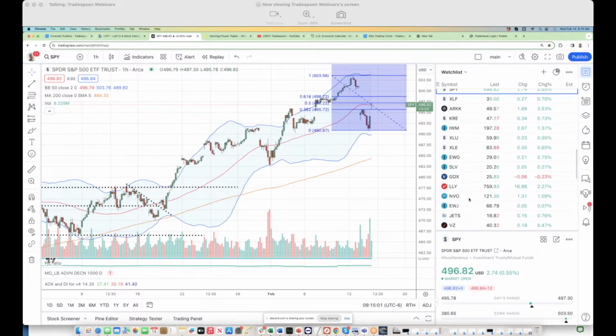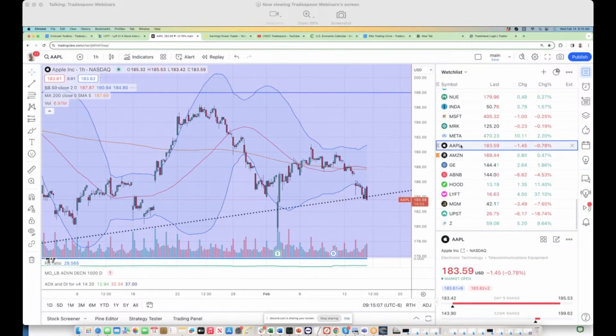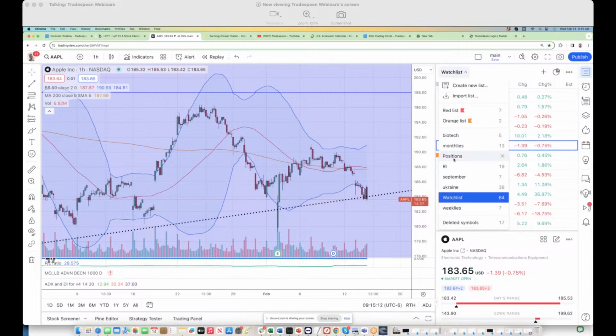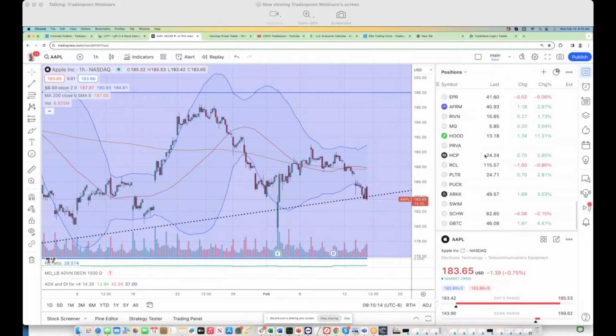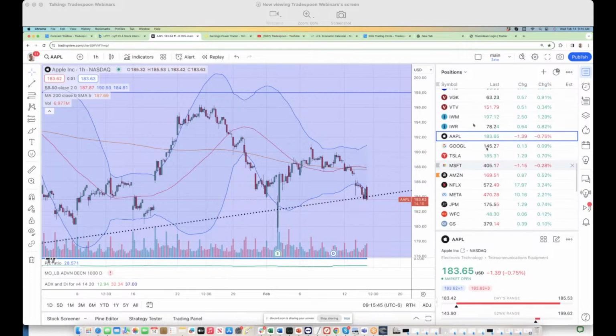Especially the fact that Apple is not rebounding, and actually vice versa, it's making new lows. That's not good. Apple is a good proxy for what the market is doing. So let's see the rest. Tesla is weak, Google is weak, Apple is weak, Microsoft is weak, Amazon is weak. So very weak rebound, not a strong rebound. So it's not all green light, you do have a little bit of caution.